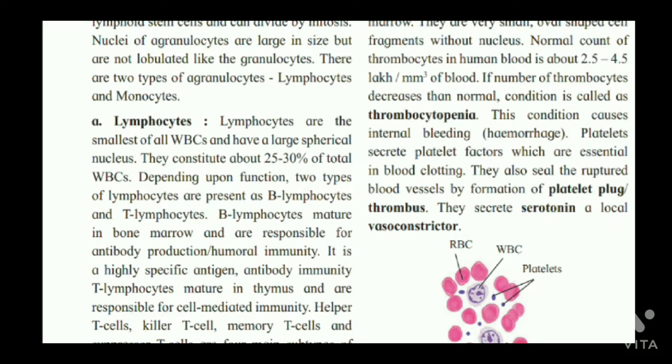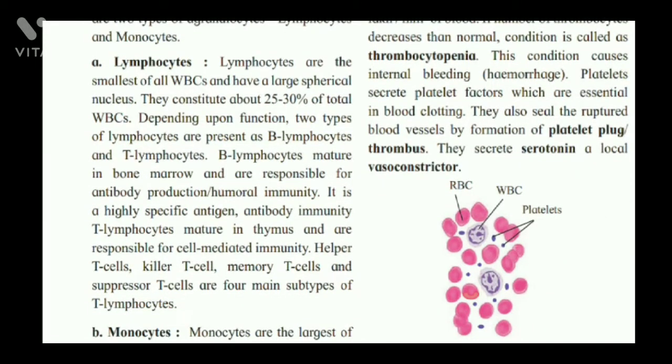It is a highly specific antibody immunity. T lymphocytes mature in the thymus and are responsible for cell-mediated immunity. Helper T cells, killer T cells, memory T cells and suppressor T cells are four main subtypes of T lymphocytes.